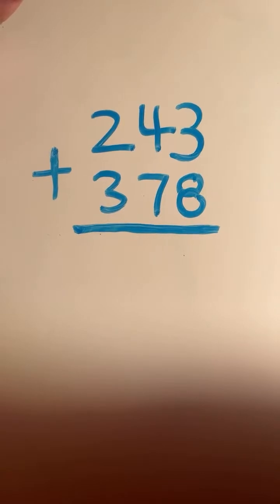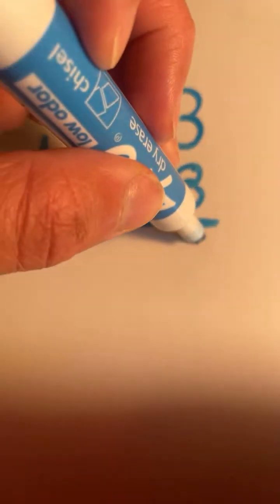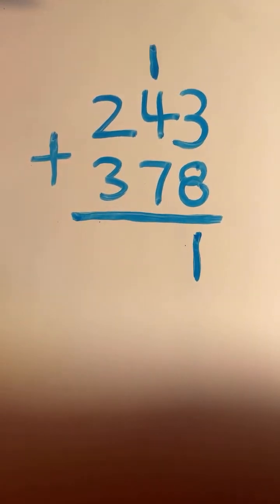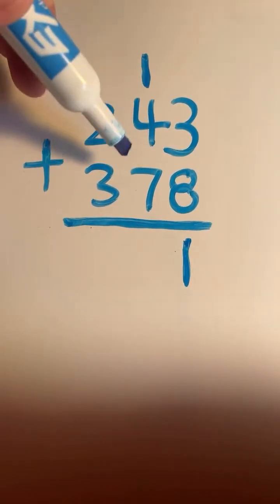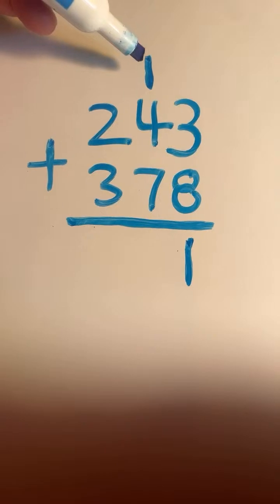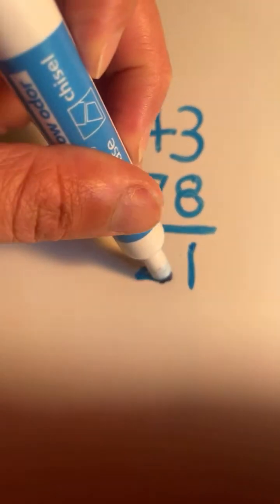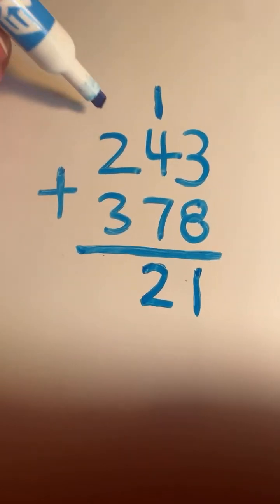We regroup in addition by carrying the 1 over. So 3 plus 8 equals 11. 1, carry the 1. 4 plus 7 equals 11, plus 1 equals 12. So again, we have to regroup. 2, carry the 1. Make sure you add the 1 that you carried over. That is very important.